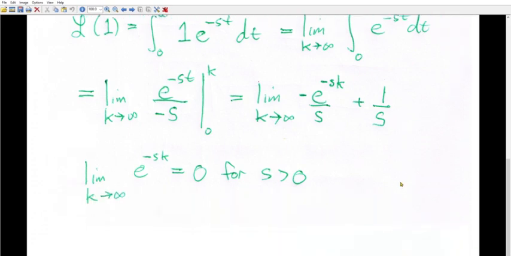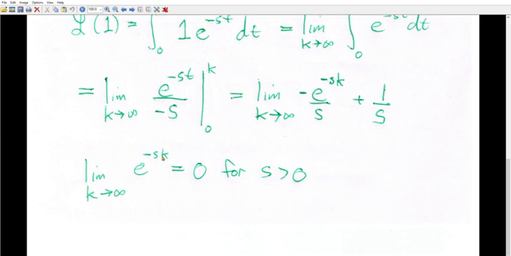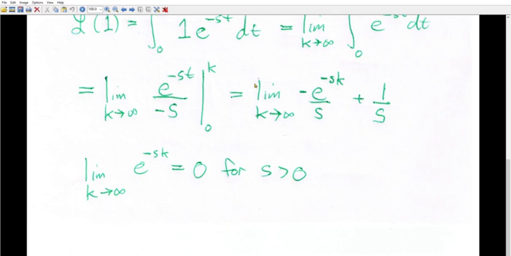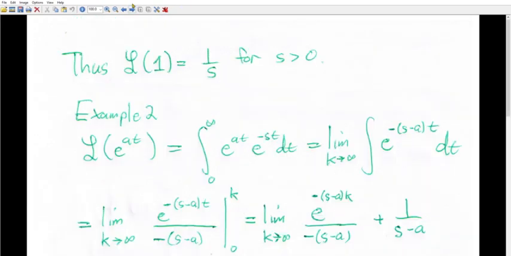Now, the key idea here is this term, e to the minus sk, goes to 0 when k goes to infinity as long as s is positive. So this limit is 0 for s greater than 0, which means this term vanishes, and our Laplace transform is actually just 1 over s, but for s greater than 0. And this happens with some frequency. You get a Laplace transform for some value of s bigger than something else.